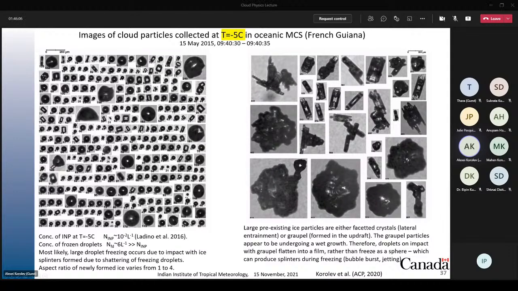That obviously cannot be just nucleation of ice particles. And along this way, you can see droplets with modified shape during freezing. Those are frozen droplets, which we talked about at the beginning of this lecture. Some droplets were split or broken, and they may generate some splinters. All this together is indicative of this mechanism of shattering during freezing.